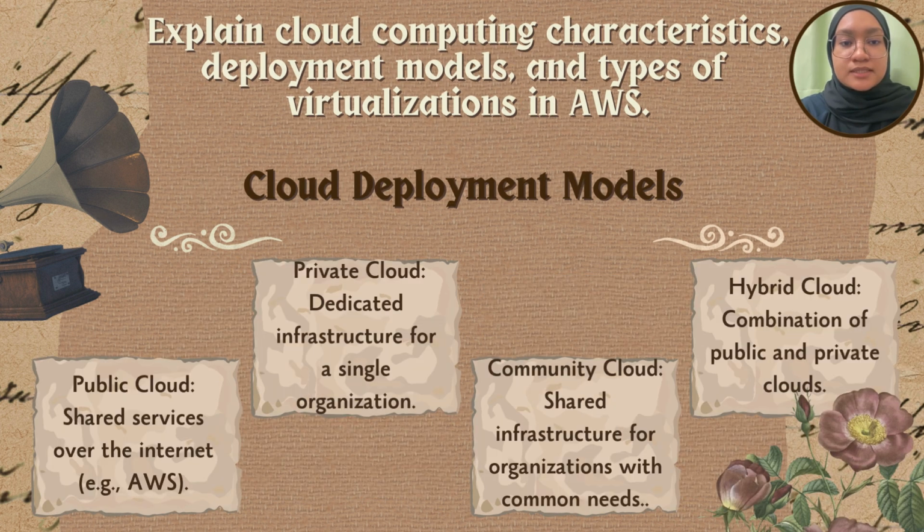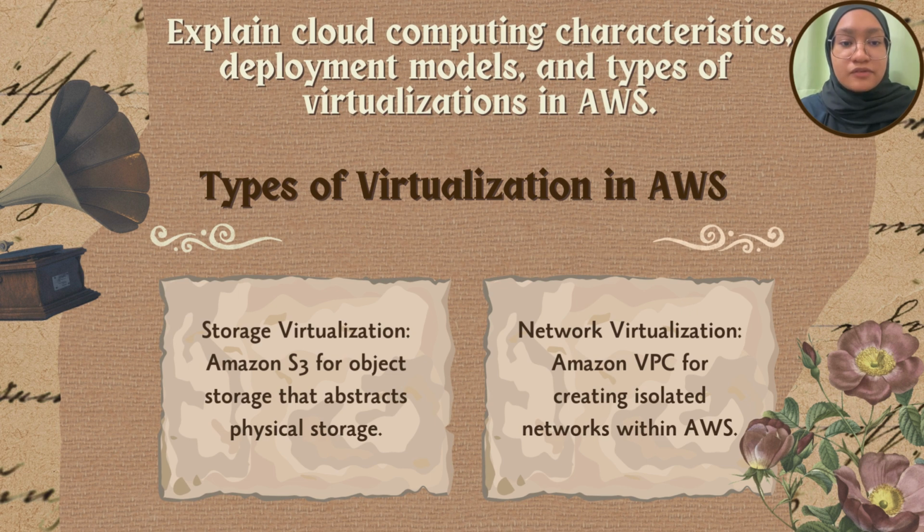Next, for cloud deployment models, first, public cloud, shared services over the internet. For example, AWS. Second, private cloud, dedicated infrastructure for a single organization. Third, community cloud, shared infrastructure for organizations with common needs. For hybrid cloud, a combination of public and private clouds. Last one, for types of virtualization in AWS, first, storage virtualization, Amazon S3 for object storage that abstracts physical storage. Second, network virtualization, Amazon VPC for creating isolated networks within AWS.